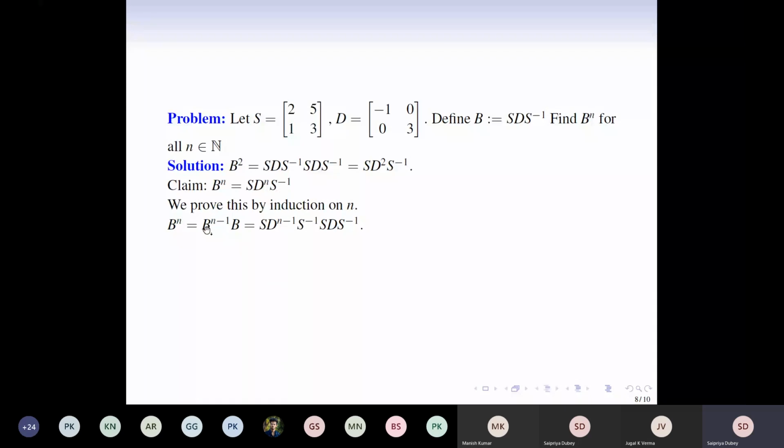We can write B to the n as B to the n minus 1 times B. B to the n minus 1 is S D to the n minus 1 times S inverse because of the induction: for n minus 1, this claim holds. Then I substitute the value of B, so I get this. S inverse S gets cancelled, hence the claim. So B to the n is equal to S D to the n times S inverse. We have been asked to compute this.